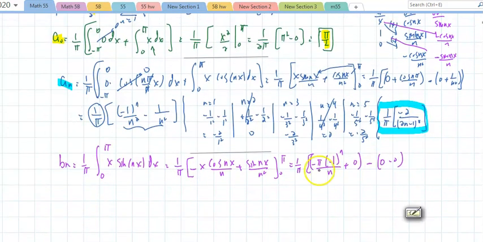So okay, that's really simple. In this case, that simply turns out to be, the pi's cancel out, a negative 1 to the n plus 1 over n. That's pretty much it.